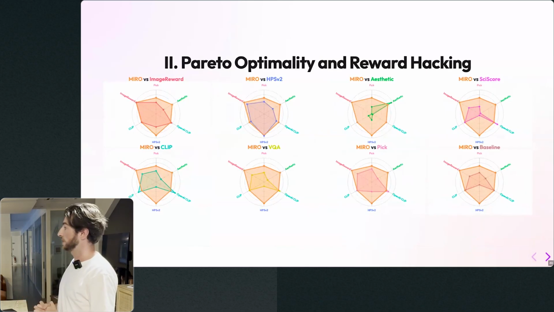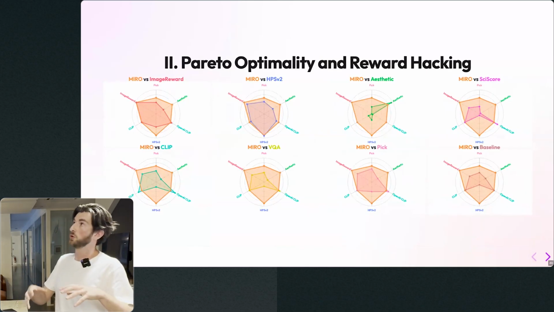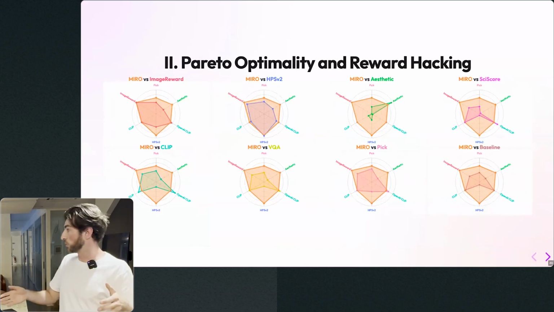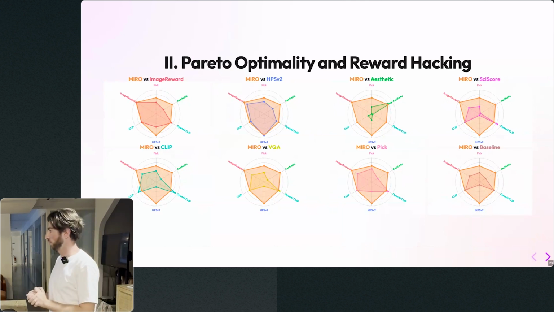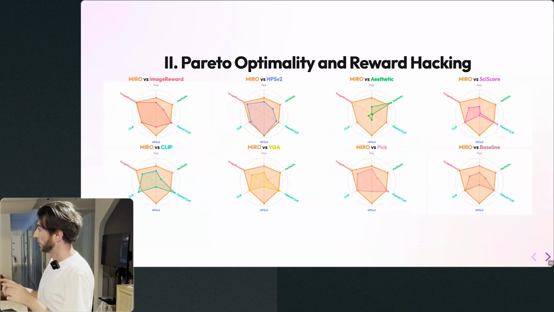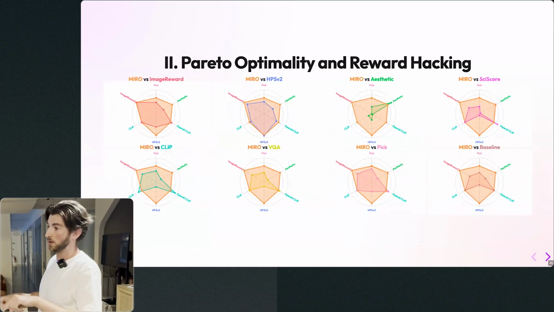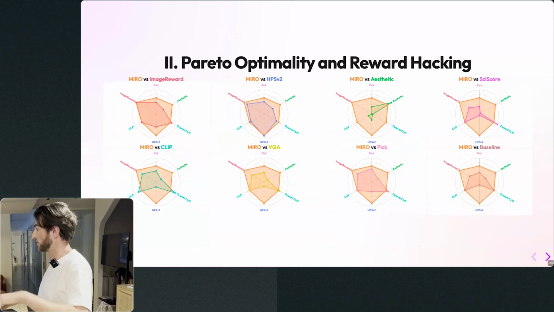One other thing is that as we condition on many different rewards, the model is able to learn the full joint distribution, and we are Pareto optimal on all the rewards. This is what we can see on this spider plot.